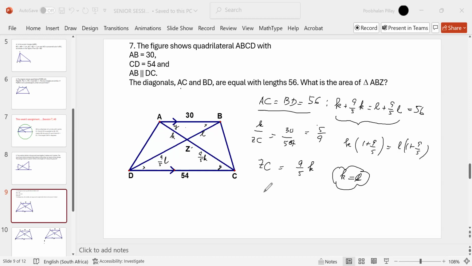So you have that K, so you can calculate K, because K, if you take that into 1 plus 9 over 5, all this is equal to 56. Now 1 plus 9 over 5 is 14 over 5. So you got K times 14 over 5 is equal to 56. And 14 goes into 56 4 times. So you'll get K is actually equal to 20.